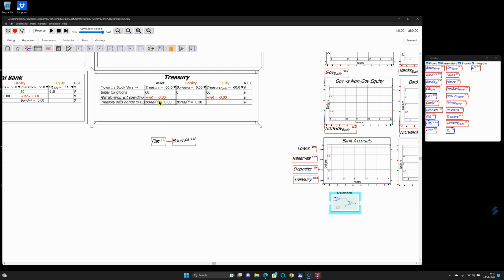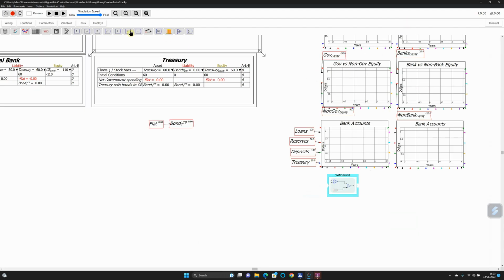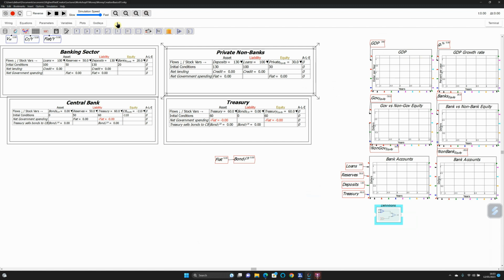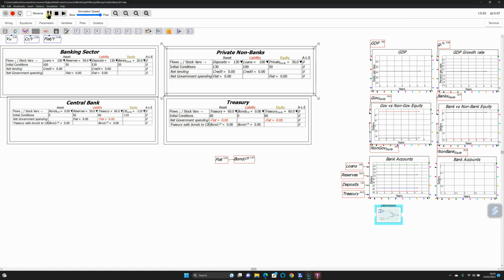It will also issue bonds, which are then bought by the central bank. And that means that this negative is perfectly counterbalanced by this positive, and there'll be no change in the value of the bank account the Treasury has at the central bank. So let's just see that. I'm just going to go and do a simulation now. Hit the simulation. Notice that I have the Treasury account being down here shown at 60.